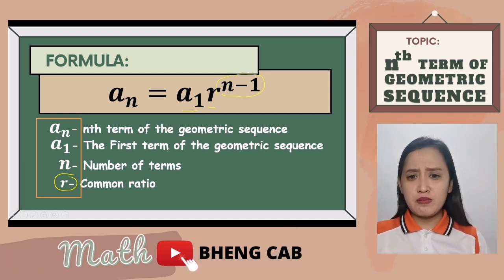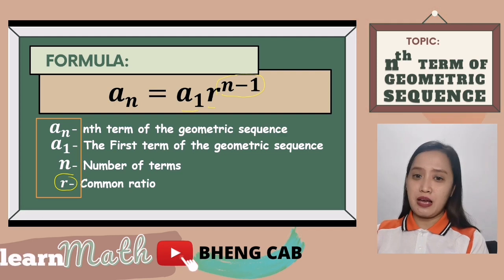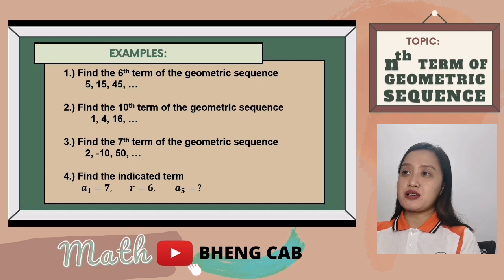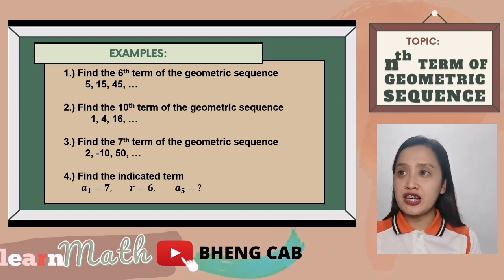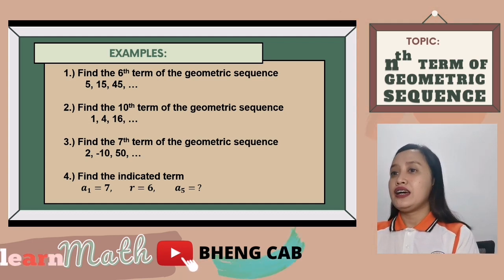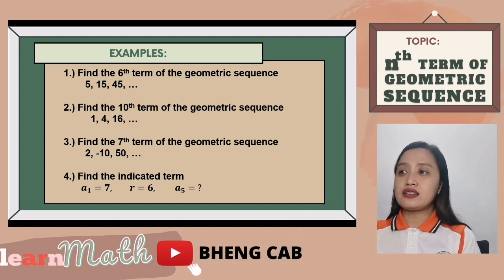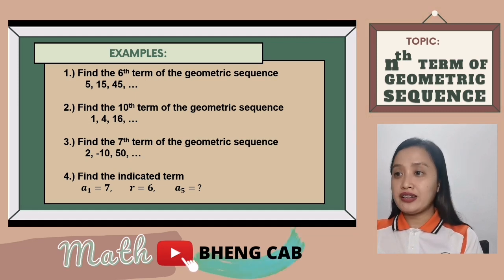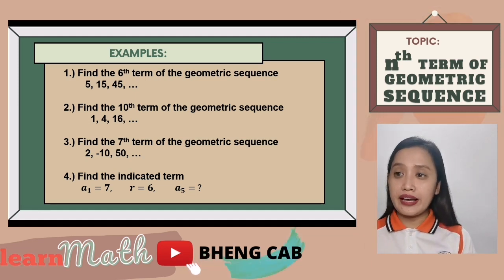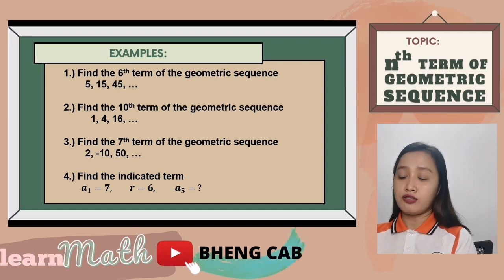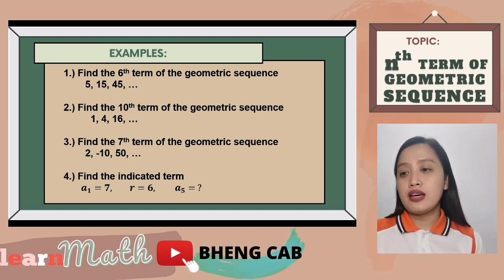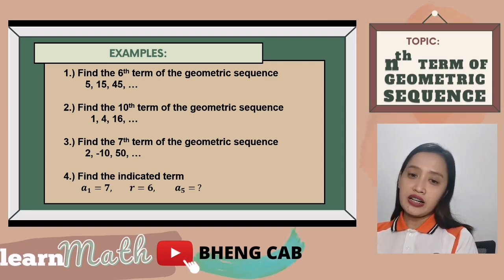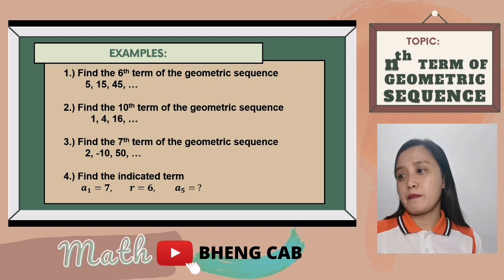Okay, so paano natin mas maintindihan yon? Let's have a concrete example. So, I have here 4 examples. First is to find the sixth term of the geometric sequence, 5, 15, 45, so on and so forth. And secondly, find the 10th term of the geometric sequence, 1, 4, 16, so on and so forth. Third is find the 7th term of the geometric sequence, 2, negative 10, 15, so on and so forth. And the fourth is find the indicated term, a sub 1 equals 7, r equals 6, and you have here a sub 5 as question mark.